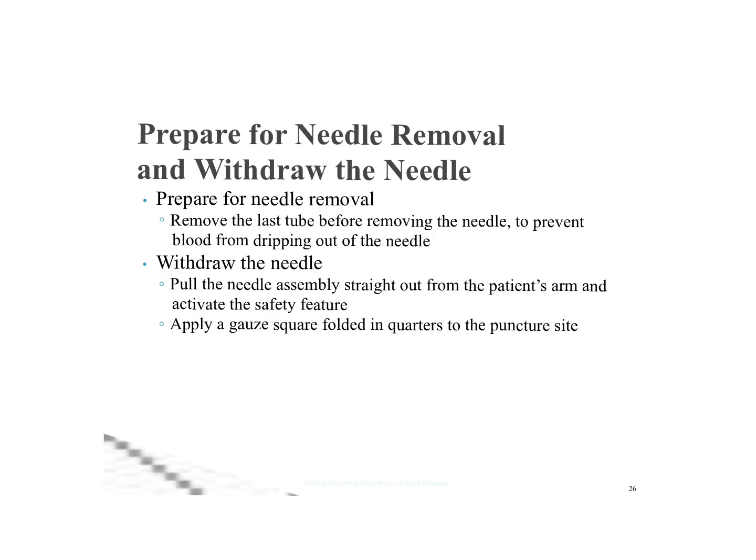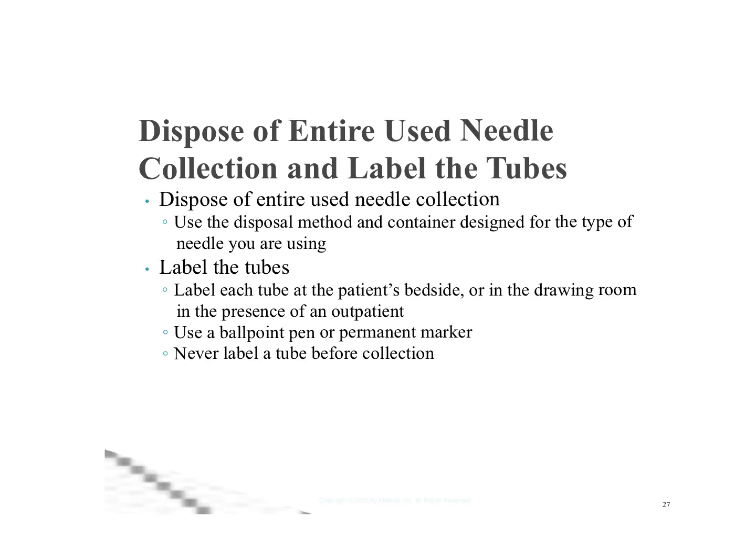When preparing for needle removal, you need to remove the last tube before removing that needle. This is going to prevent blood from dripping out of the needle. We'll withdraw the needle, pull the needle assembly straight out from the patient's arm, and activate that safety feature immediately. Apply a gauze square folded in quarters to that puncture site, and I usually have the patient put pressure on that while I'm cleaning up.